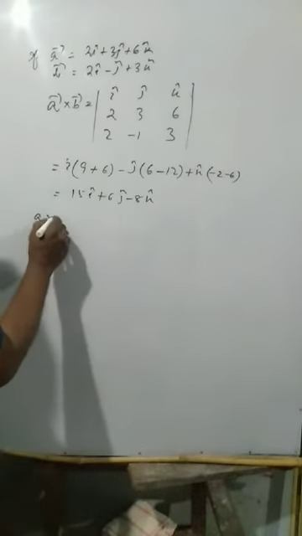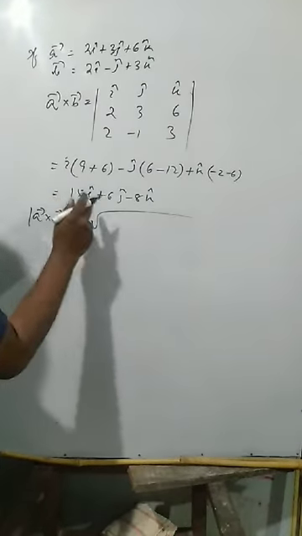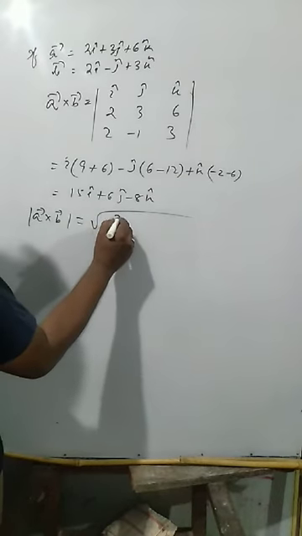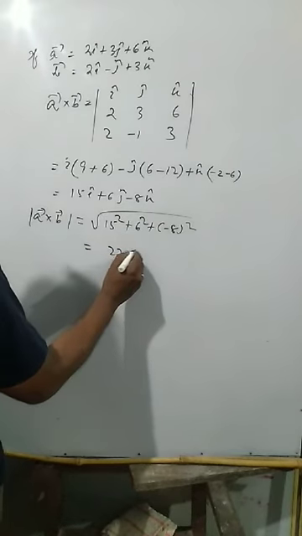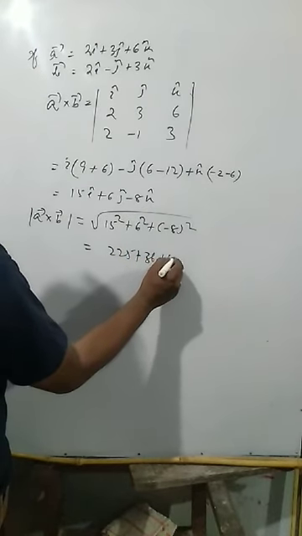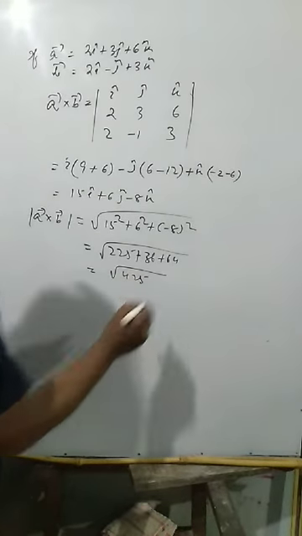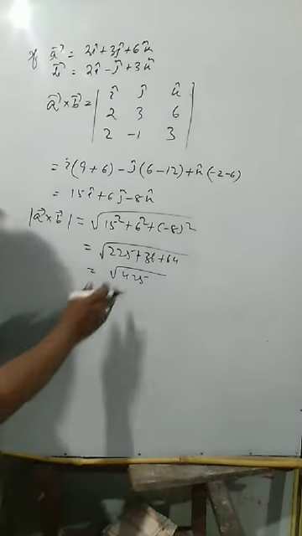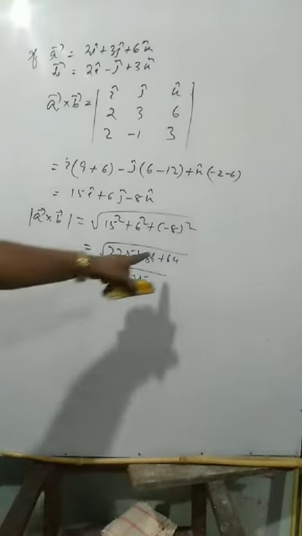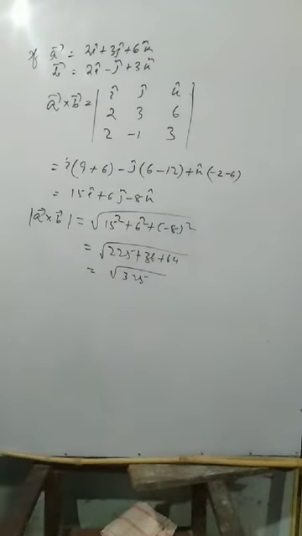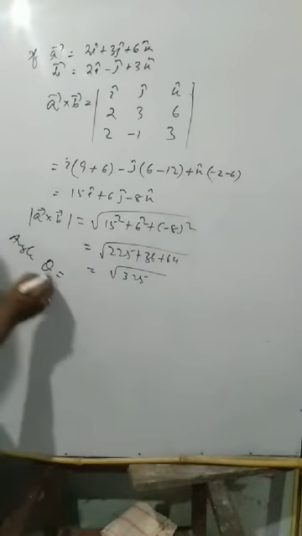Now you find the magnitude of A cross B. Here you get 15, so the magnitude is root over 15 square plus 6 square plus minus 8 square. 15 square is 225, plus 36, plus 64, which equals root over 325. Because the sum of these equals 325. Then the angle theta, you apply the formula.